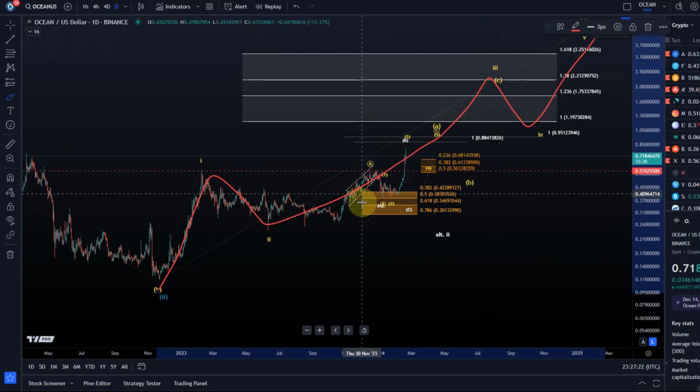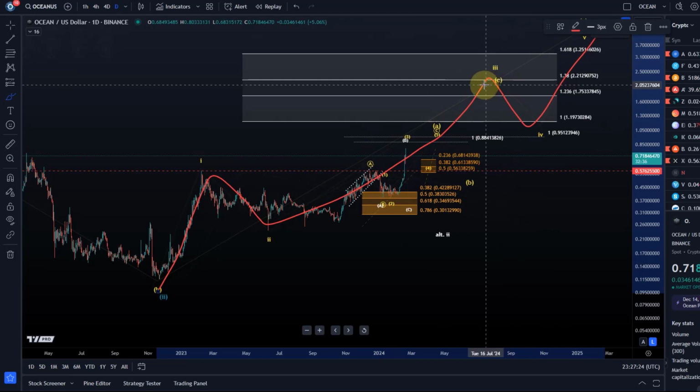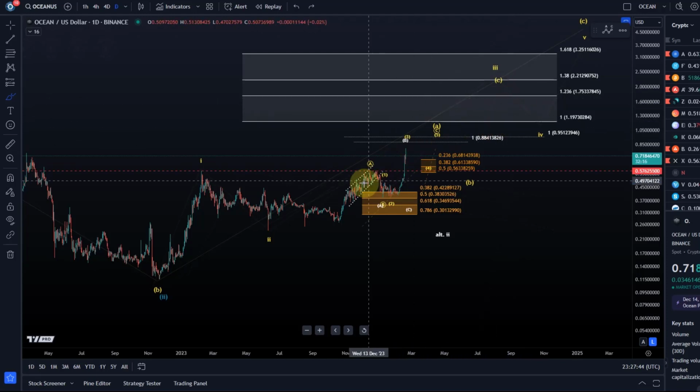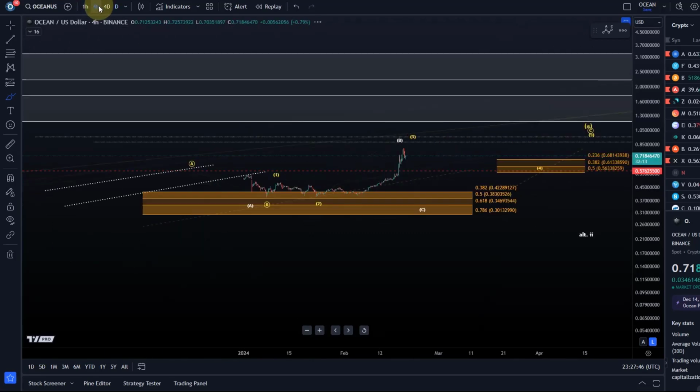In a diagonal, the ideal target for a third wave is $2.21 in this case, plus. So it's the 1.38 extension. So there's still a little bit of wiggle room to the upside. Basically, it has to go higher to keep the idea alive that this is a diagonal pattern. The minimum would be the $1.75 level. And let's zoom into the 4-hour chart.